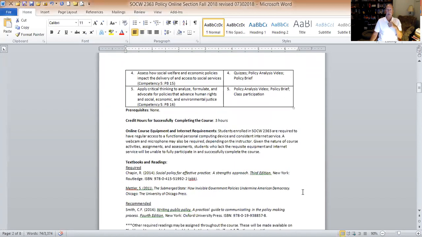We want you to be able to assess how social welfare and economic policies impact the delivery of services. And we want you to be able to apply critical thinking to analyze, formulate, and advocate for policies that advance human rights and social, economic, and environmental justice. That's a pretty tall order, but each one of the assignments, the quizzes, the policy brief, and the policy analysis video are all geared to demonstrating the competencies that you have within this course.